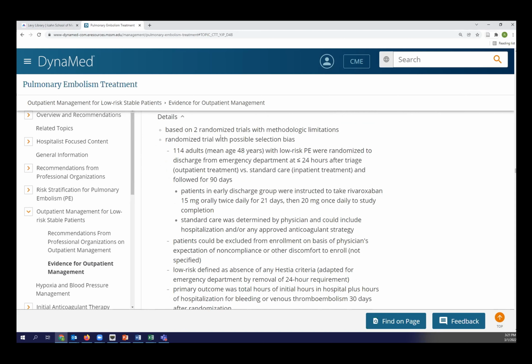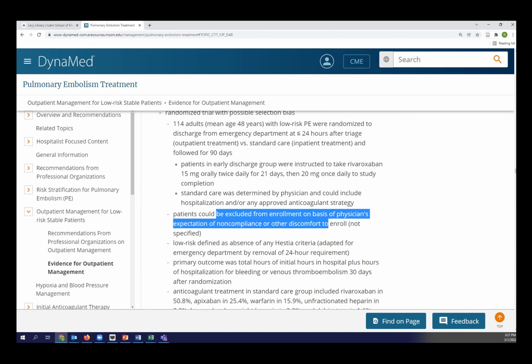So the first one was a randomized trial with possible selection bias. If I read on a little bit more, I'll see patients could be excluded from enrollment on the basis of physician's expectation of noncompliance or other discomfort to enroll. And that is where that possible selection bias crept in, because there was so much room for enrollment or non-enrollment based on the physician's discretion.